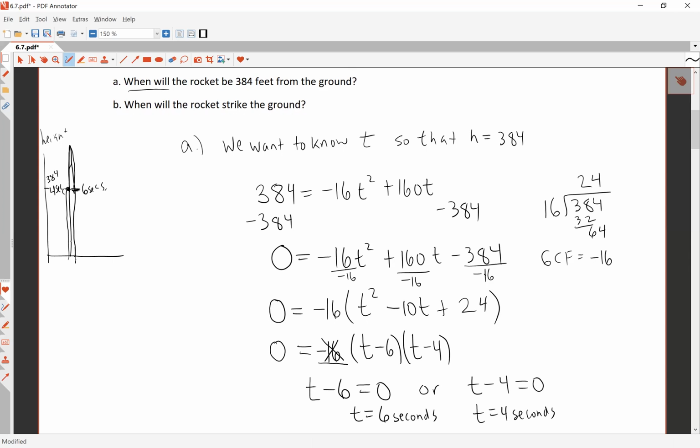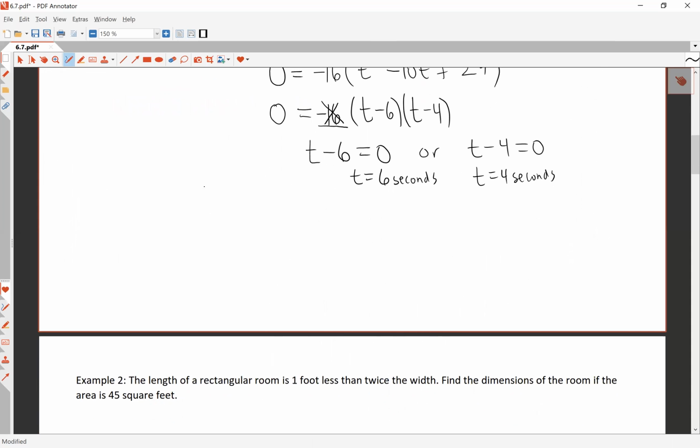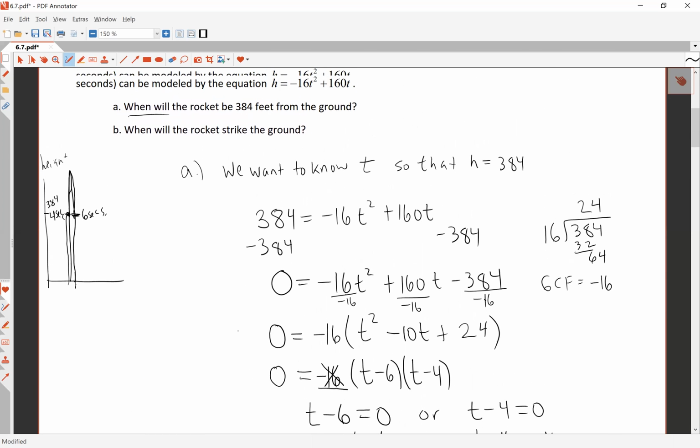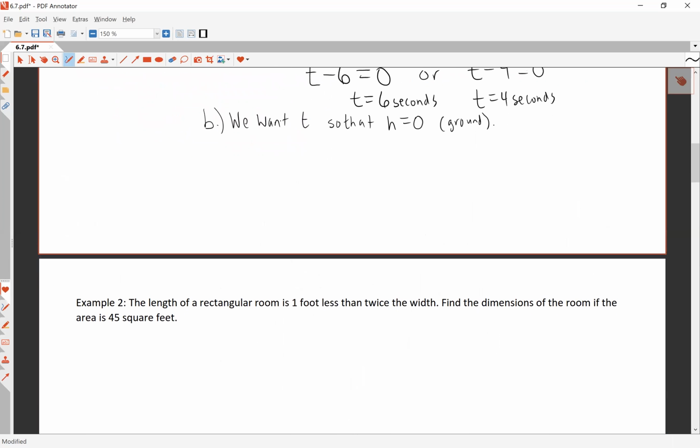If we want to know when it will strike the ground, letter B, we want to know t so that the height is 0 on the ground. So this time we set h equal to 0, and we get 0 equals negative 16t squared plus 160t. The greatest common factor is negative 16t, and that's going to leave us with t minus 10.